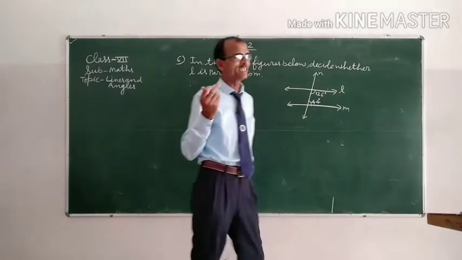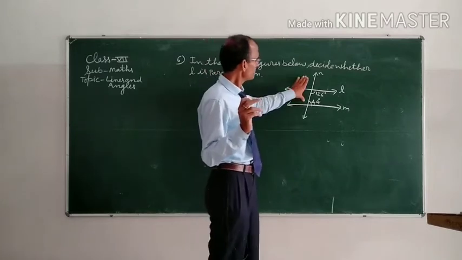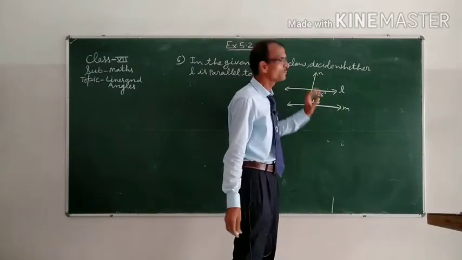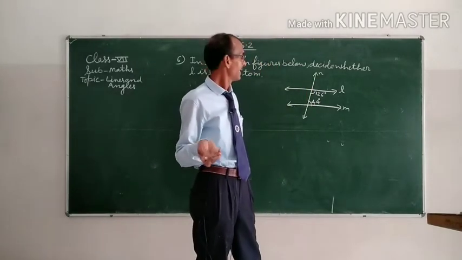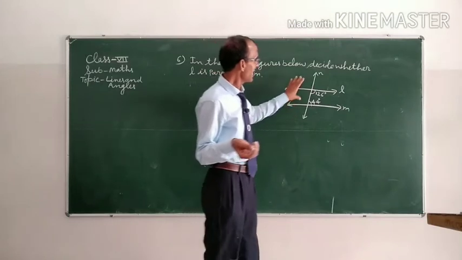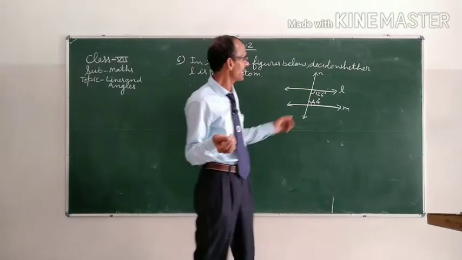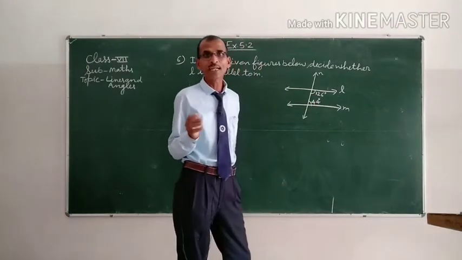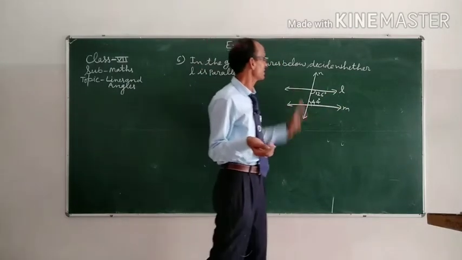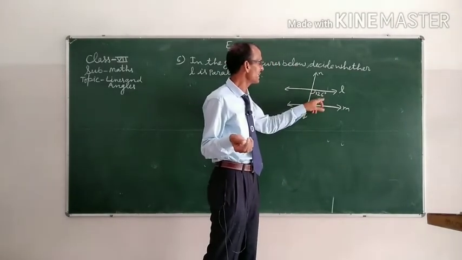To be parallel two lines, there are three conditions. If corresponding angles are equal, then both the lines which are cut by a transversal are parallel, and if alternate angles are equal, then also the given lines are parallel. And third case is, if the sum of interior angles at the same side of transversal is 180 degree, then also both the lines are parallel. Okay? So here these are the interior angles at the same side of transversal.